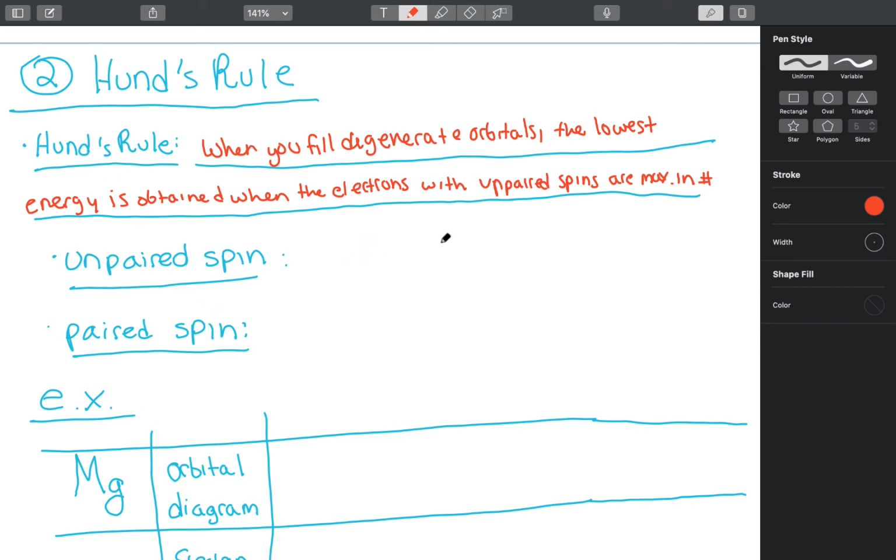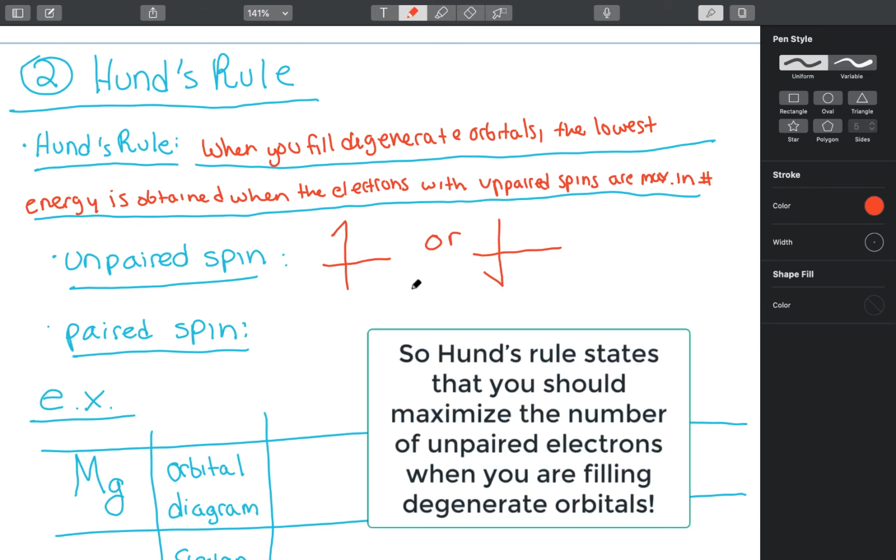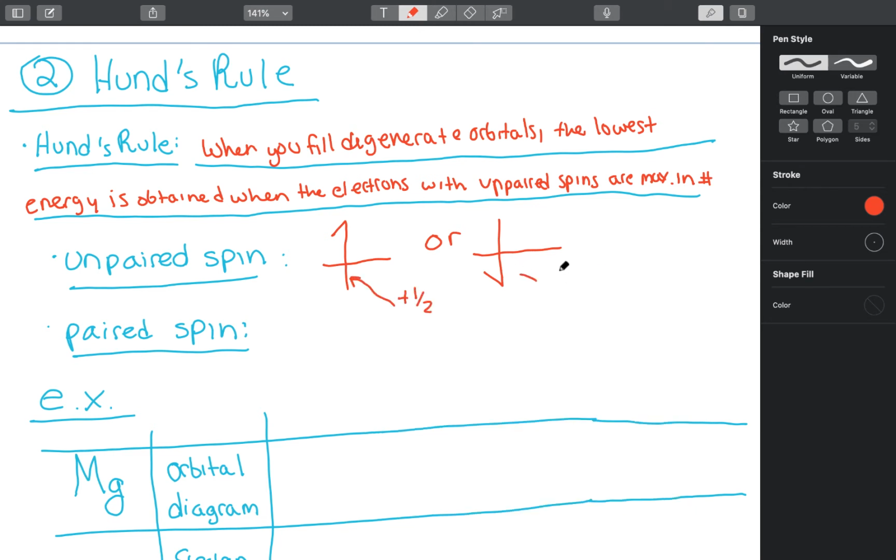An unpaired spin can be symbolized in one of two ways. Here we have an orbital, and an unpaired spin is basically when you have only one electron occupying an orbital. This is symbolized by either an upwards pointing arrow or a downwards pointing arrow in one orbital. Remember that the upwards pointing arrow has a spin of +1/2, and the downwards pointing arrow has a spin of -1/2.